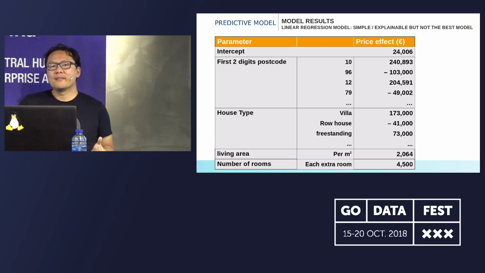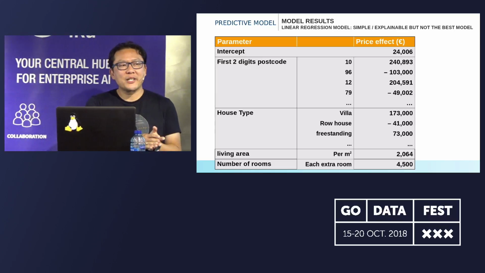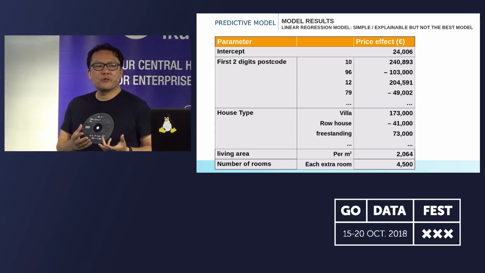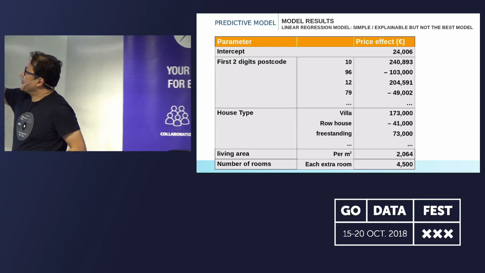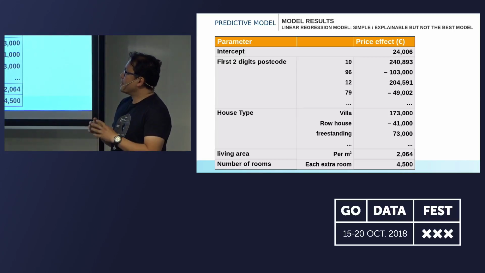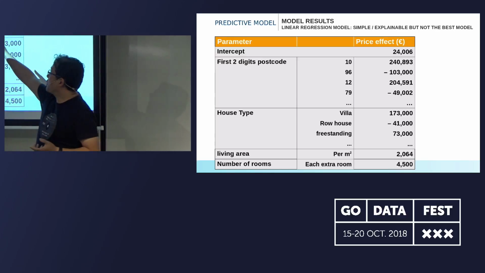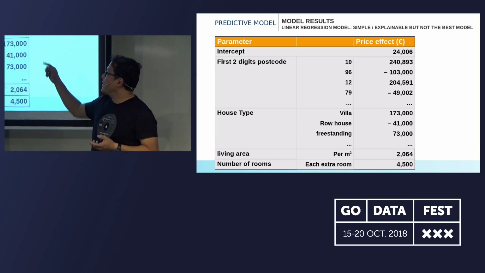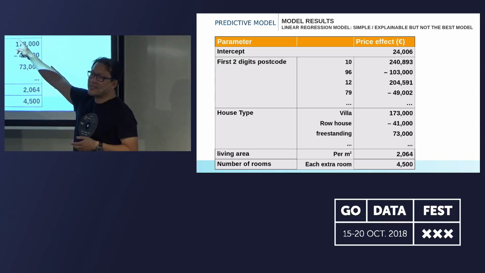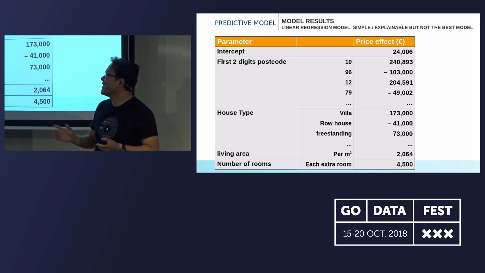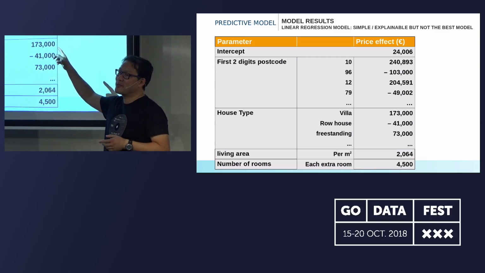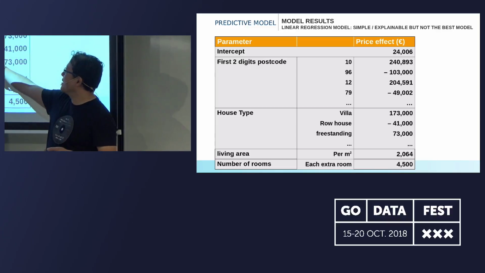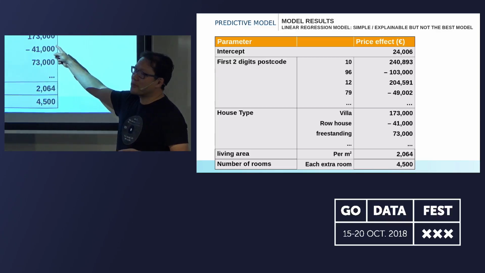What does the model look like? Let's take a linear regression. That's the most simple model. It's explainable, but it's not really the most predictive model. You would start at 24,000 euros, and then if your house is in Amsterdam, postcode 10, the first 2 digits of the postcode, you would add 240,000 euros. If your house is in 96, that's the earthquake area in the Netherlands, you would subtract 100,000 euros. So you're negative, but you can make up for the house type. Suppose you have a villa, you would add 173,000 euros.